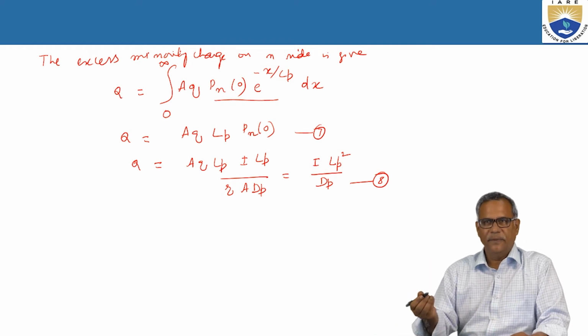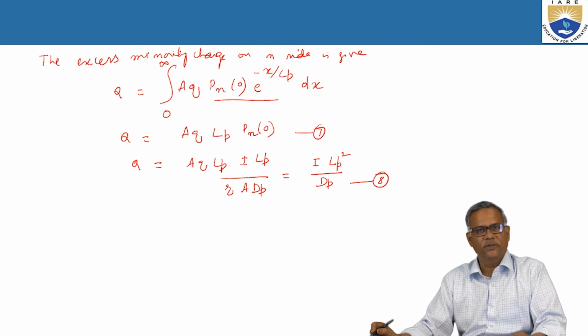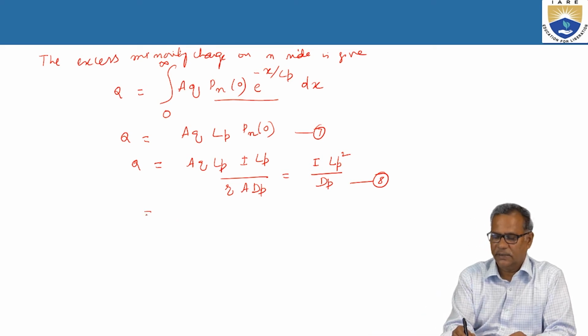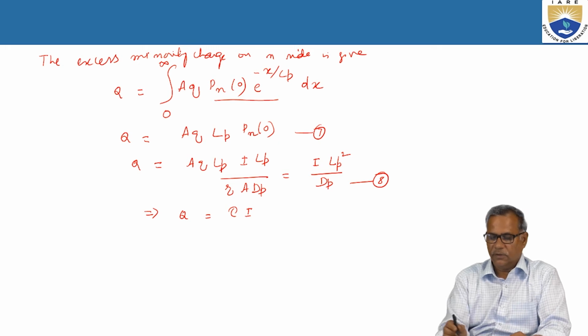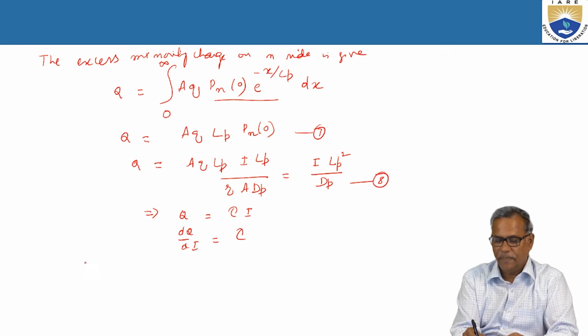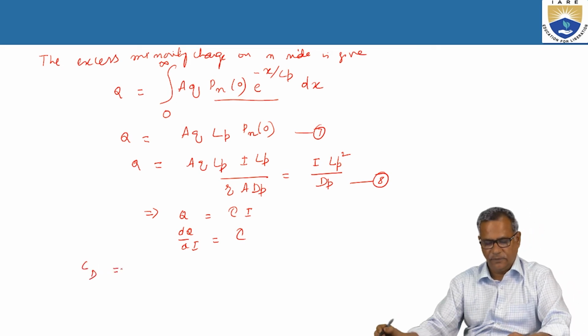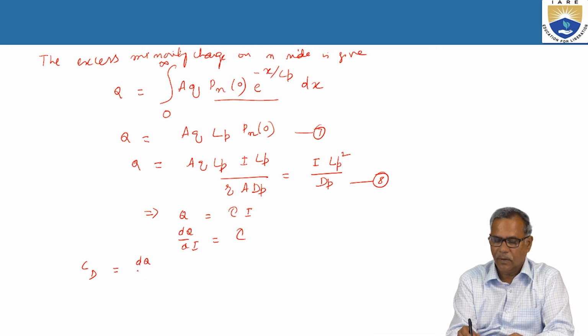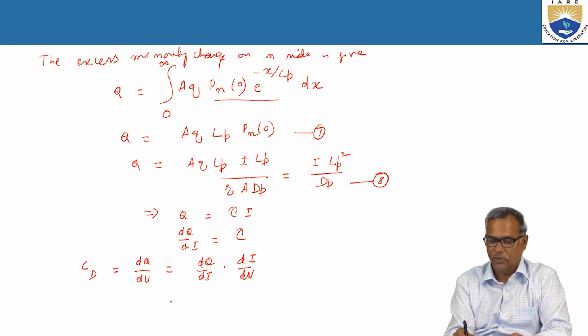Now let us call this Lp square by dP as tau, which is the mean life of the charge carriers. So we can say that Q is equal to tau I. So what is dQ by dI? dQ by dI is equal to tau. Now what is the diffusion capacitance CD? The diffusion capacitance CD is equal to dQ by dV. So dQ by dV is equal to dQ by dI into dI by dV. And dQ by dI is nothing but tau. So CD is equal to tau dI by dV. This is equation 9.